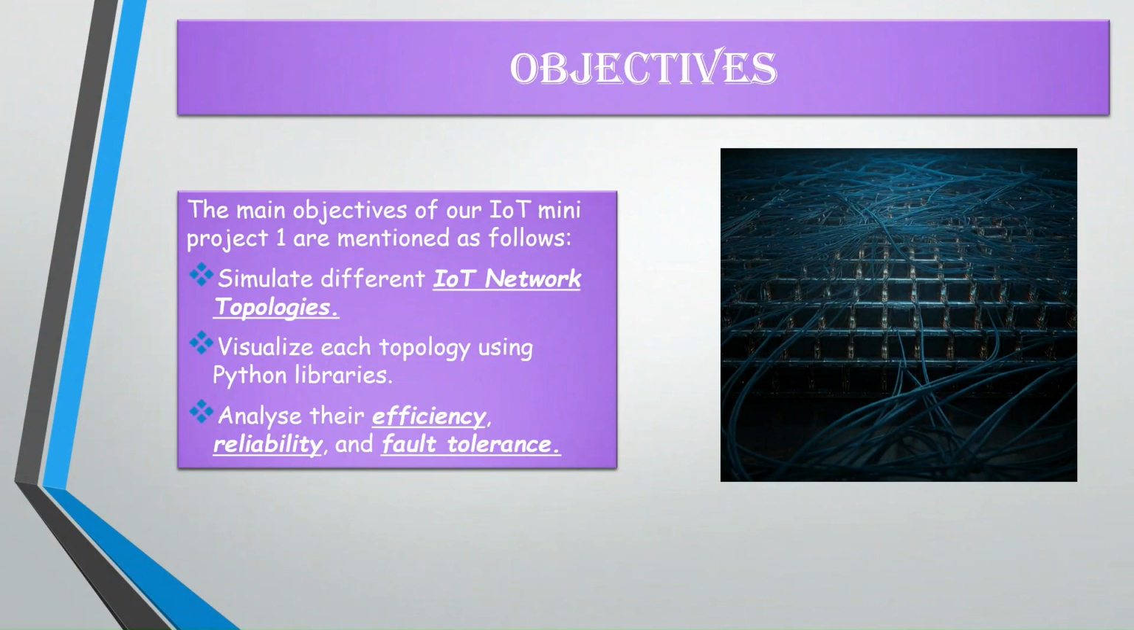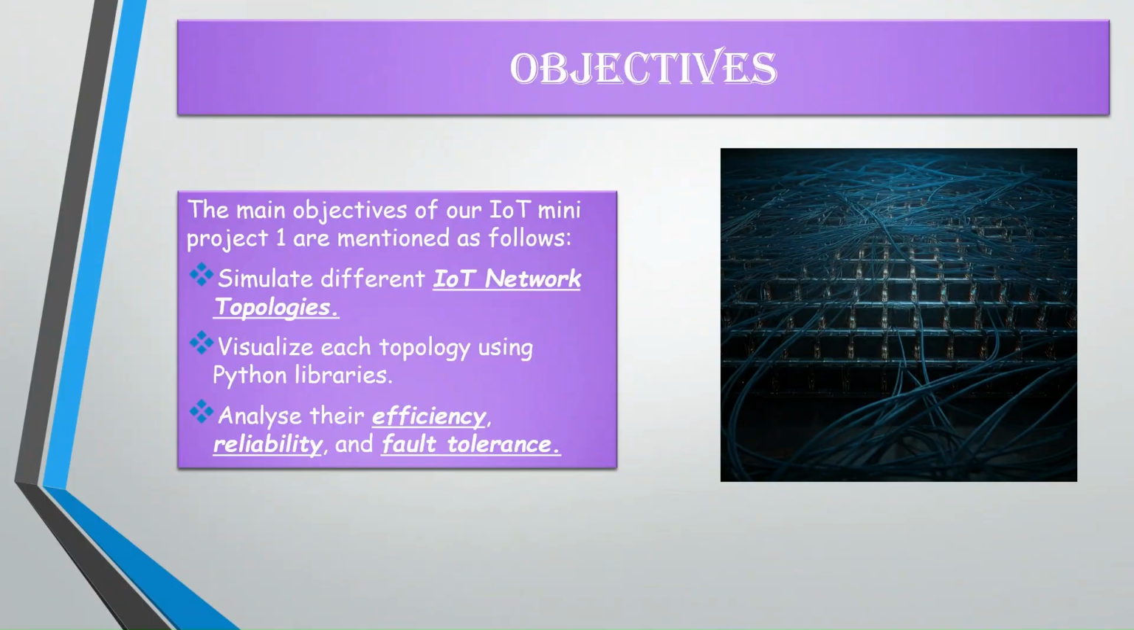Using Python libraries, we'll create visual representations of each topology, making it easier to understand their structure and how devices are connected. Finally, we'll analyze the performance of these topologies. We'll evaluate their efficiency, reliability, and fault tolerance. This will help us determine which topologies are best suited for different IoT applications. By achieving these objectives, we'll gain valuable insights into the strengths and weaknesses of different network topologies, enabling us to design more effective and reliable IoT systems.